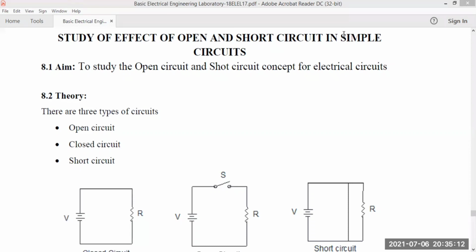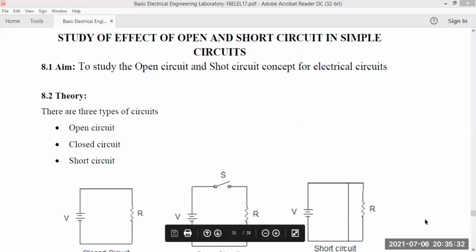Okay, study of the effect of open and short circuit in a simple circuit. In this experiment, the aim is to study the open circuit and short circuit concepts of electrical circuits. The theory behind this experiment is that we need to study open circuit analysis, closed circuit and short circuit, with and without applying the load.